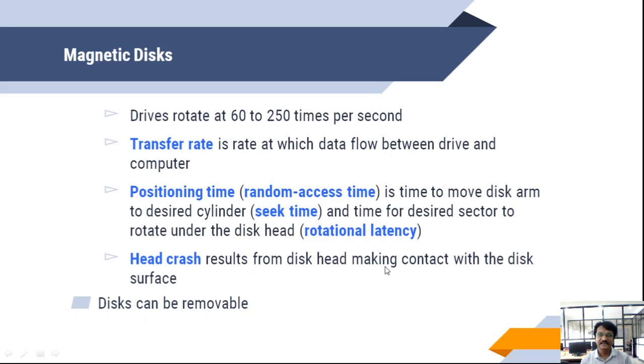What is transfer rate? Transfer rate is the rate at which data flows between the drive and the computer. The drive is inside the computer only, but when I say drive and computer, I mean the drive and the processor, or any other part of the system. That is the transfer rate. Then there is the position time, also known as random access time, which is the time to move the disk arm to the desired cylinder.